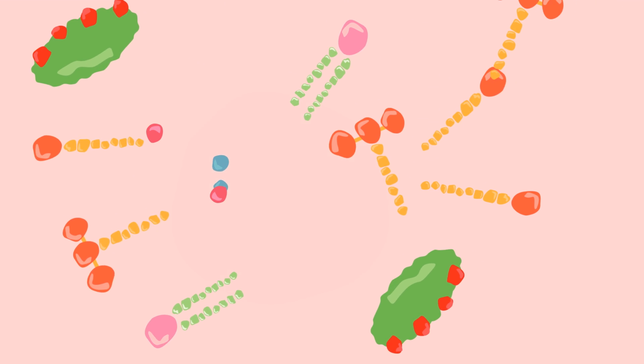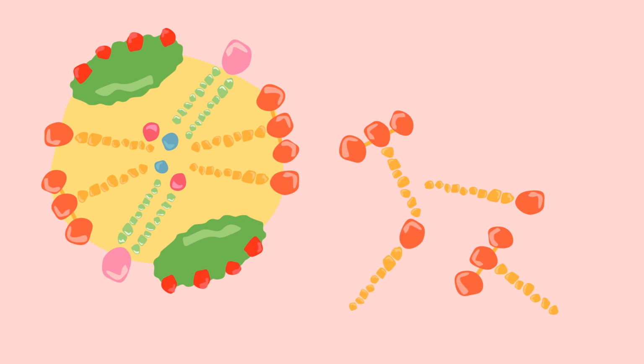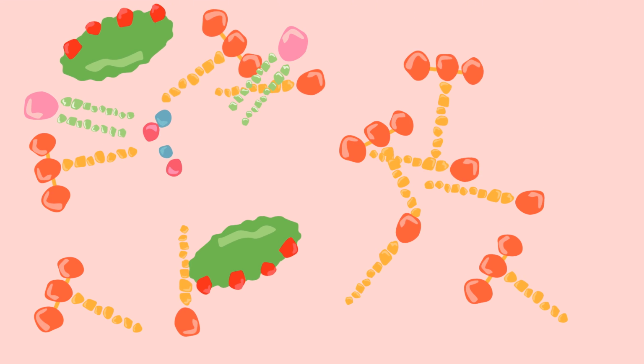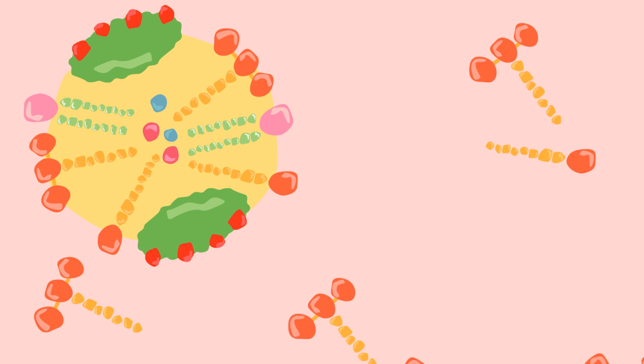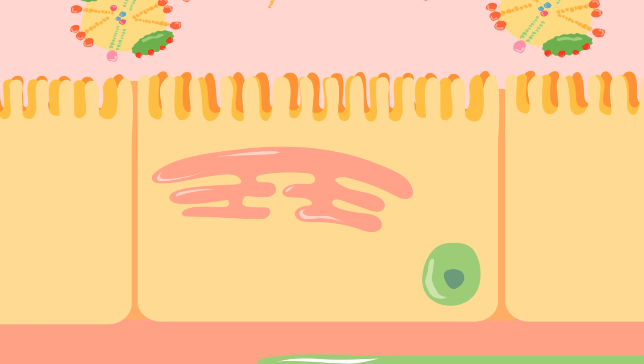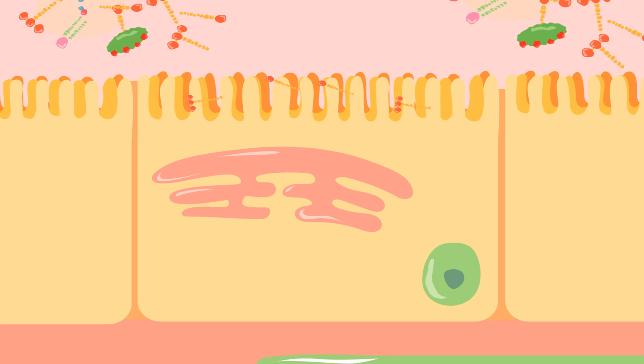Micelles constantly break down and reform, feeding a small pool of monoglycerides and fatty acids that are in solution. These free fatty acids and monoglycerides are primarily absorbed by diffusion across the nonpolar plasma membrane. Inside the enterocyte, monoglycerides and fatty acids are resynthesized into triglycerides within the smooth endoplasmic reticulum.